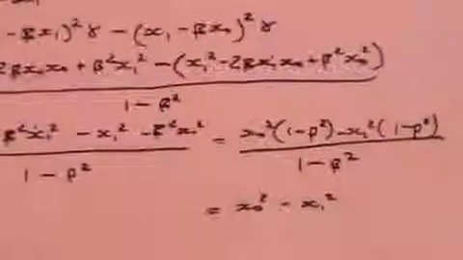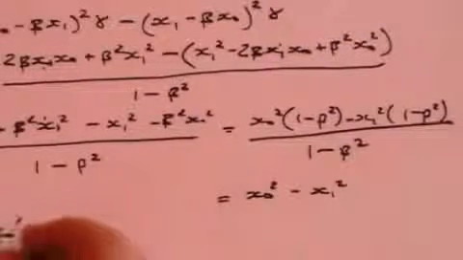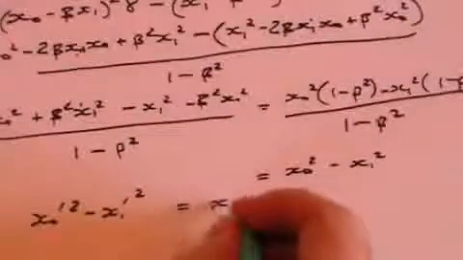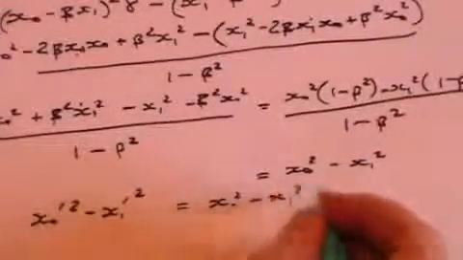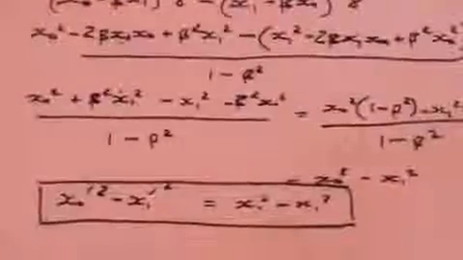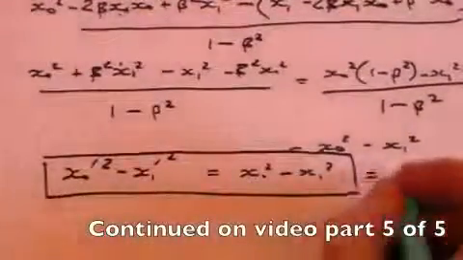What have we shown? We have shown that x0 prime squared minus x1 prime squared equals x0 squared minus x1 squared. We have found a term which is invariant no matter which frame of reference we are in. S squared is common and measured by everybody.